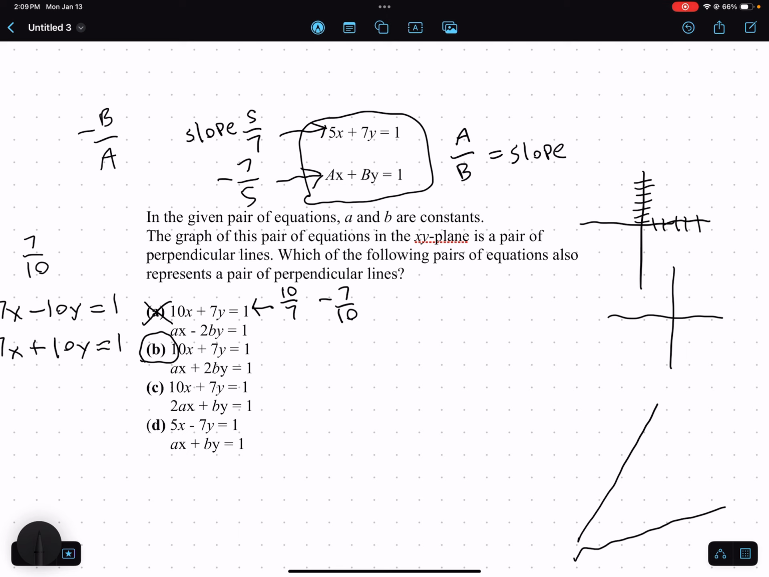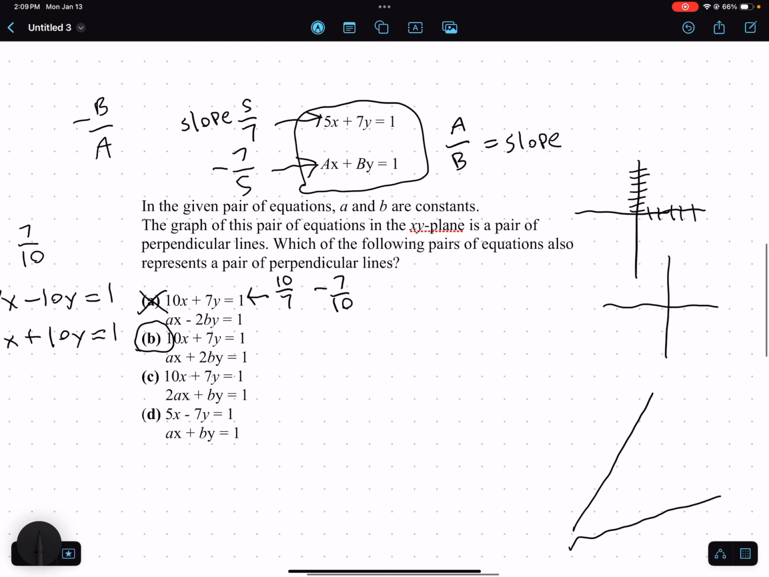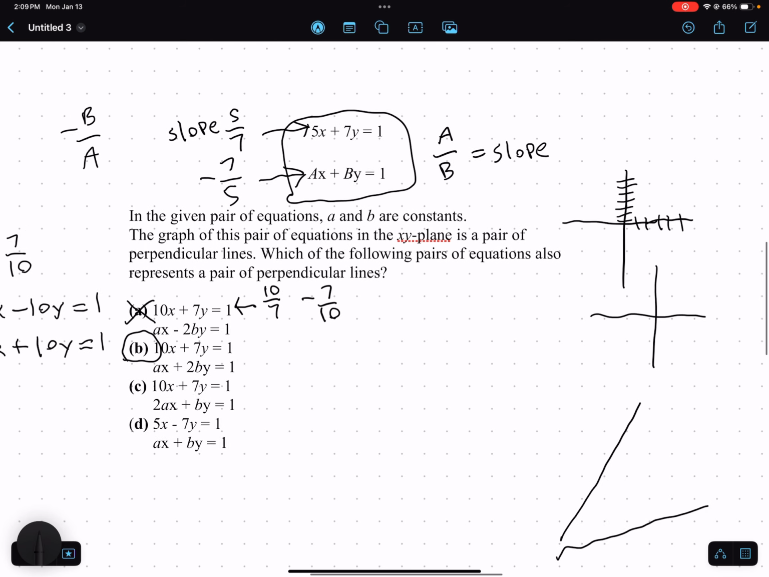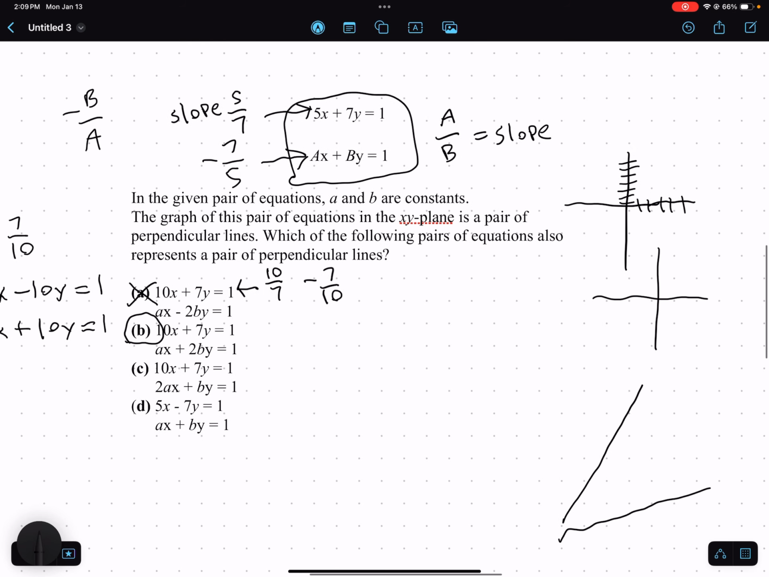Just as an extra piece of information, two parallel lines are always going to have the same slope. So if one line has a slope of 3 over 5, and you know a second line is parallel to that line, you know that second line is also going to have a slope of 3 over 5. Alright, that's it for this graphing lines and equations question under Algebra 1.